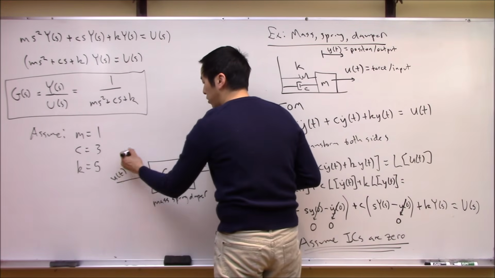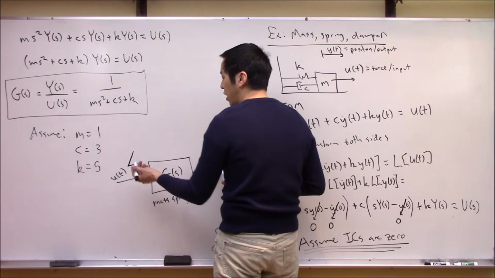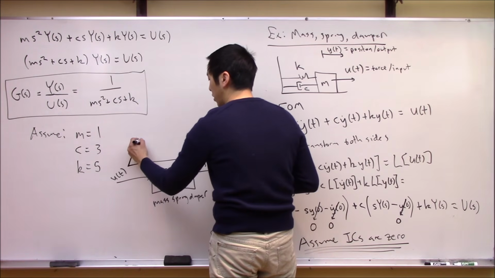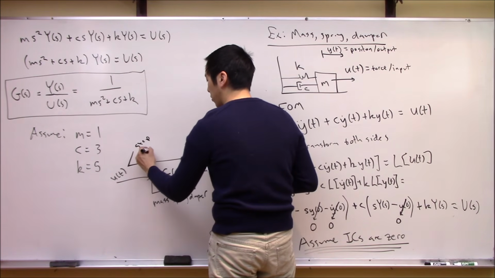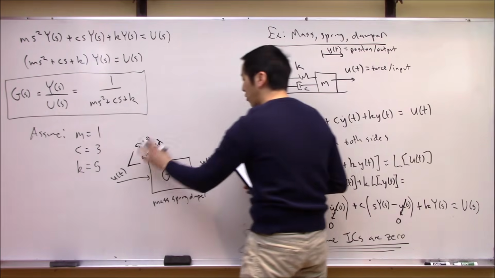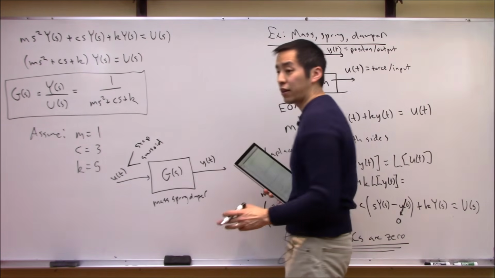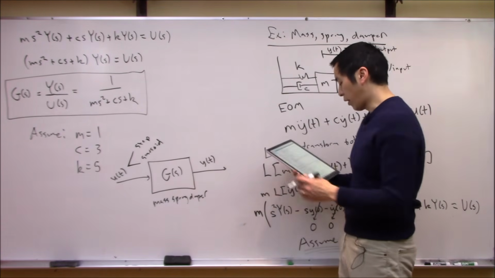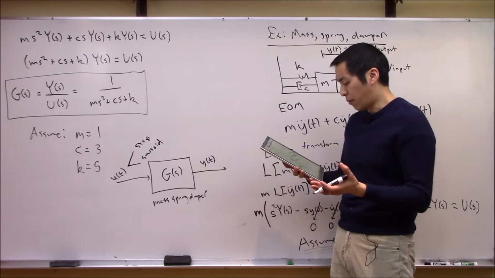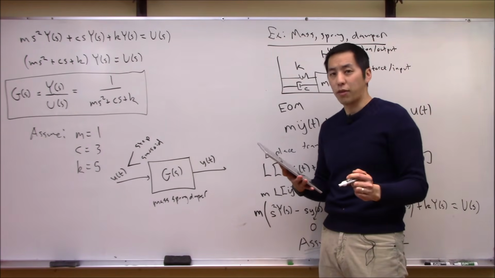So maybe let's try two things here in Mathematica. Let's say that this is a step input, and then maybe also a sinusoid. And let's see how those different inputs affect the output, using this transfer function to describe this. So I'll pause the video and I'll meet you over there on Mathematica.